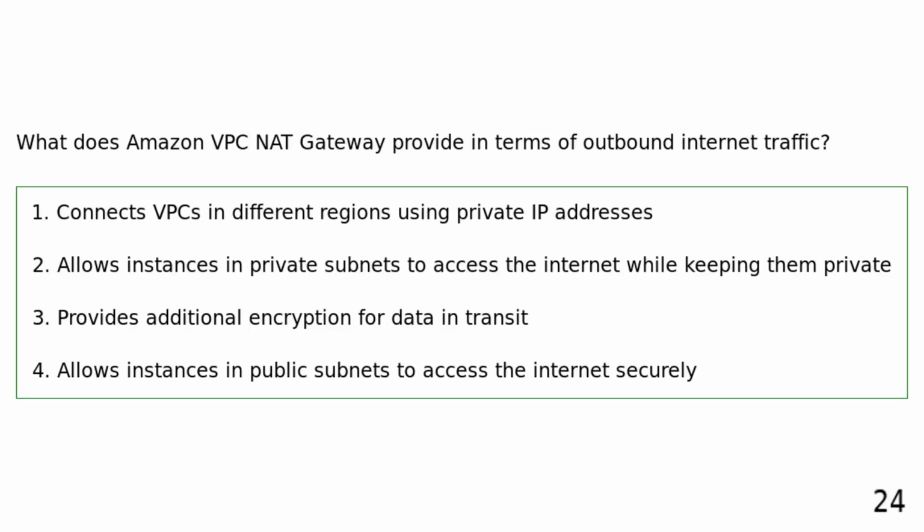What does Amazon VPC NAT Gateway provide in terms of outbound internet traffic? Connects VPCs in different regions using private IP addresses. Allows instances in private subnets to access the internet while keeping them private. Provides additional encryption for data in transit. Allows instances in public subnets to access the internet securely.